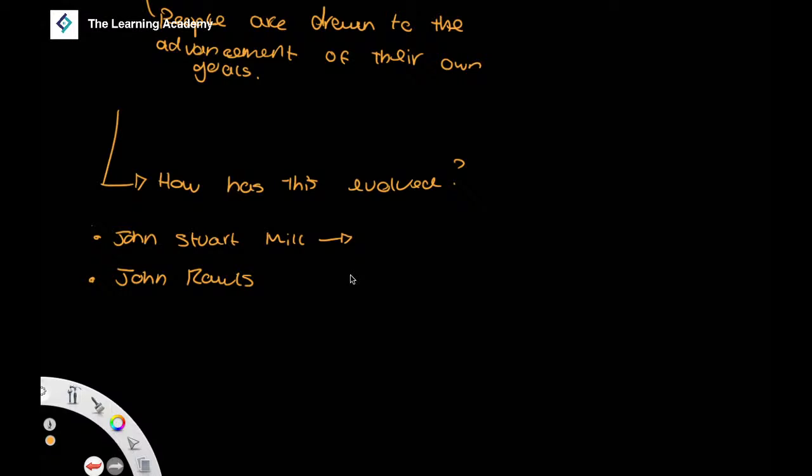Is anybody familiar with the term developmental individualism? I'm just wondering, because if we're going to be talking about individualism specifically within the context of liberalism, I think developmental individualism is one that we should really explore.